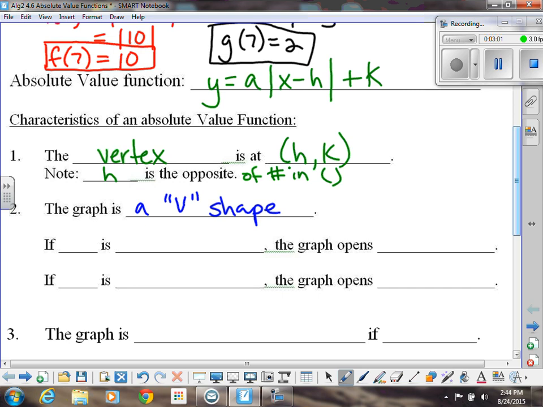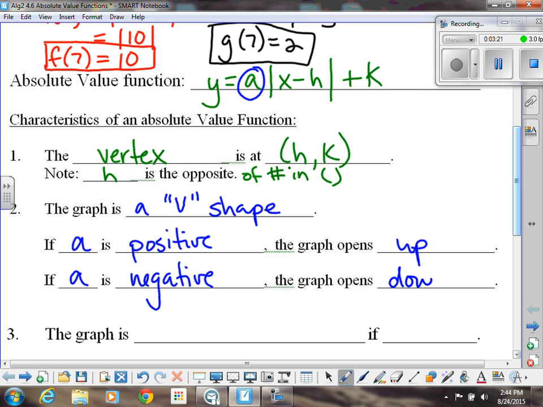And remember, we also said that if a, that's this part right here, the number in front of the absolute value, if a is positive, then the graph opens up. And if a is negative, the graph opens down. So an upward V would be like a normal V. A downward V would look like that, upside down.